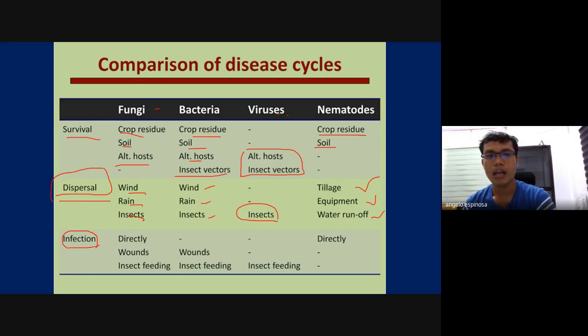Okay, pag sinabi mo infection, sa fungi naman, it is directly wounds, insect feeding. So yan nga, sinasabi ko sa inyo, pag ang plants ninyo ay nagkaroon ng wounds, there's possibility na it could be affected by a fungi or by a bacteria. Kasi dyan nagsisimula ang host. Nagkakaroon ng pathogen ang isang plant if nagkakaroon ng direct contact or wounds, which is dyan yung insect feeding. And then sa viruses naman, ang infection niya is insect feeding. Kasi nga, yung target ng virus is yung cell. It's cell to cell. While nematodes is directly.